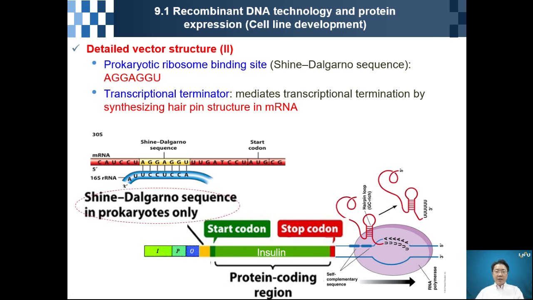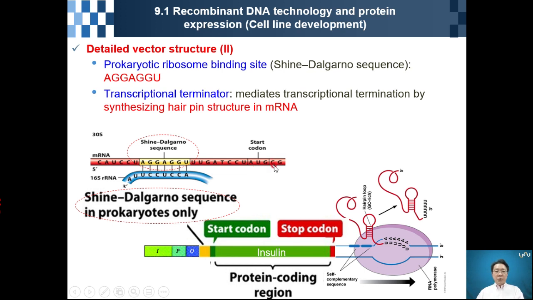If this DNA is transcribed, this is the mRNA, and this is the start codon AUG. The Shine-Dalgarno sequence is AGG. Usually the ribosome binds here. After that, translation happens from the start codon.